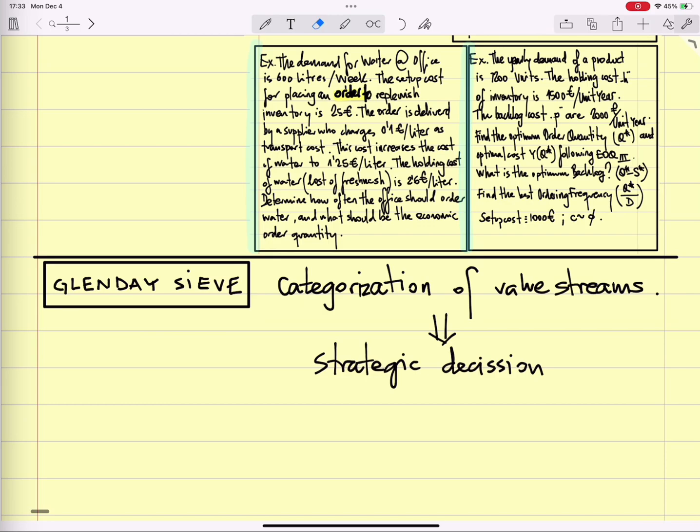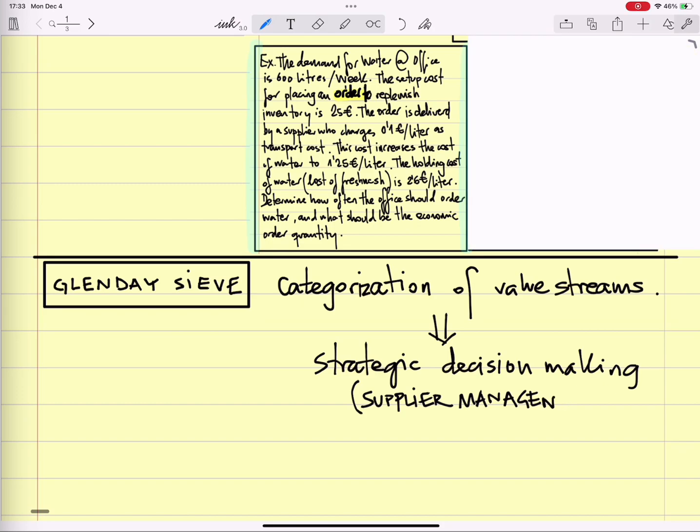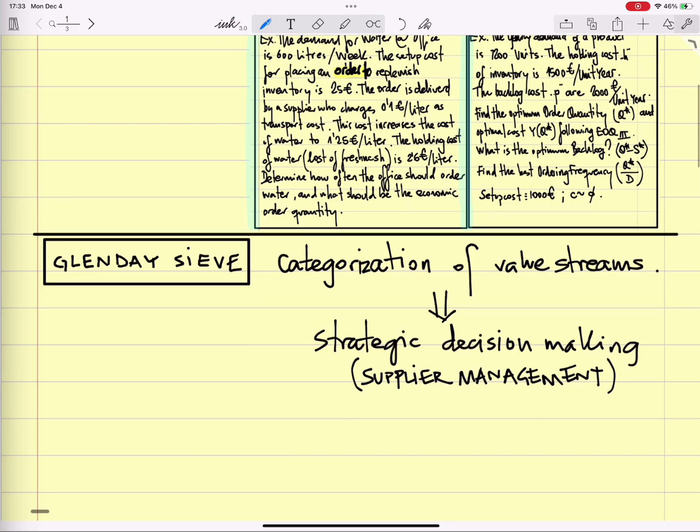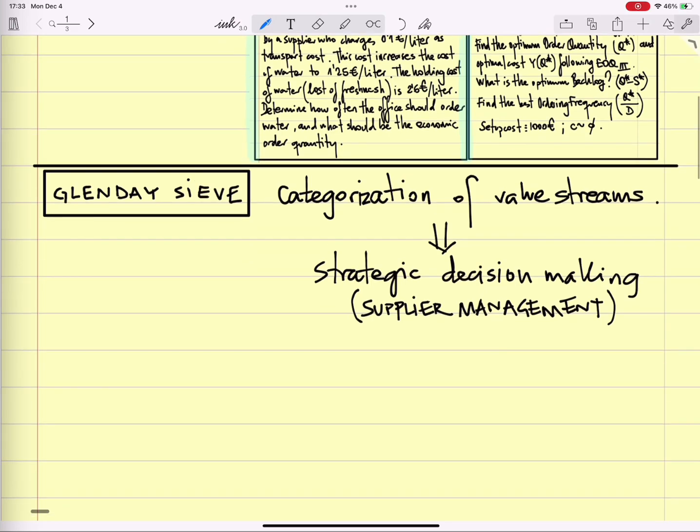Only one S, sorry. Decision making in terms of supplier management. So we decide what to do with the product related to that value stream, right? So for that, we perform a so-called Pareto analysis. You already know that.